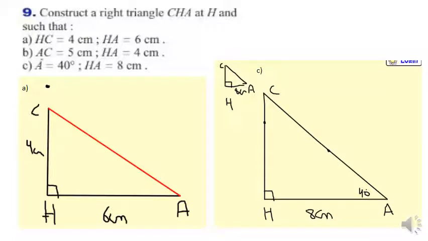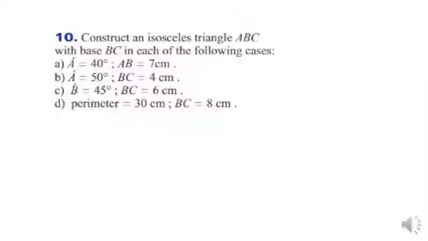As you can see here, these are the results of part A and C. Two are right triangles at H, but different in shape depending on the given elements. Now let's start solving exercise number 10.